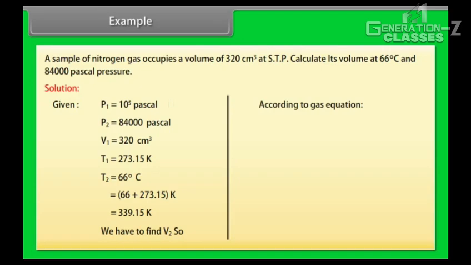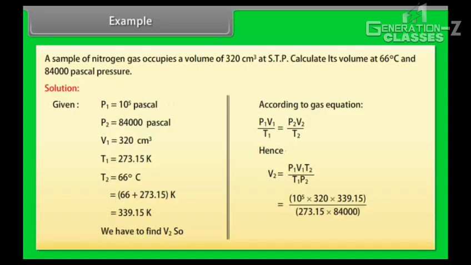So, according to gas equation, P1 V1 by T1 is equal to P2 V2 by T2. Hence, V2 is equal to P1 V1 T2 by T1 P2 is equal to 10 raised to the power 5 into 320 into 339.15 divided by 273.15 into 84,000 is equal to 473 cm3.